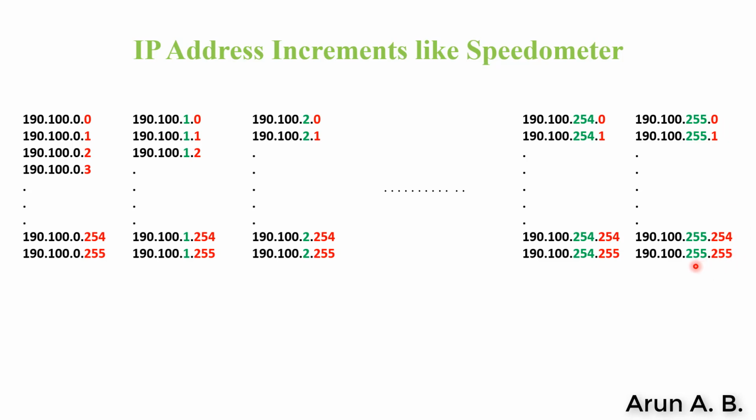Once after this, the value would be incremented to 101.0.0, but we have the restriction that the IP address will be limited to only 190.100.0.0. It cannot be 190.101. These two are the network address and these two will be the host addresses. Therefore, our actual IP addresses start from 190.100.0.0 to 190.100.255.255. So this will be the total number of 65,536 values.